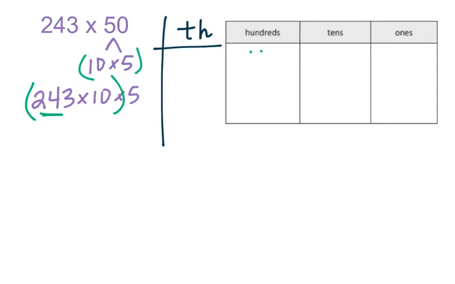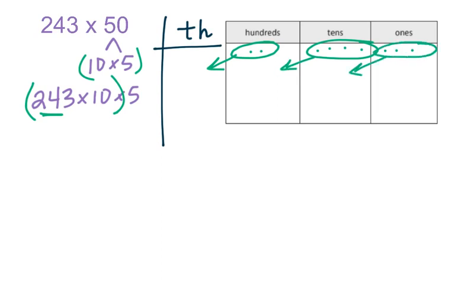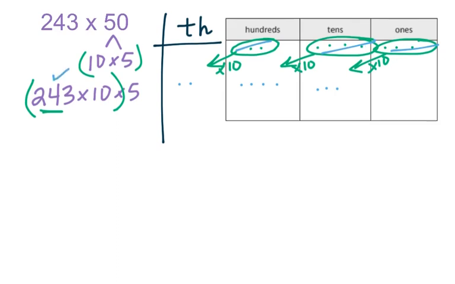So I've got 2 in the hundreds, 4 in the tens, and 3 in the ones. Now just like before, when I multiply by 10, that means I'm going to shift everybody over one column. Times 10, times 10, times 10. So I now have 2 in the thousands, 4 in the hundreds, and 3 in the tens. So I'm done with those. I've multiplied by 10.